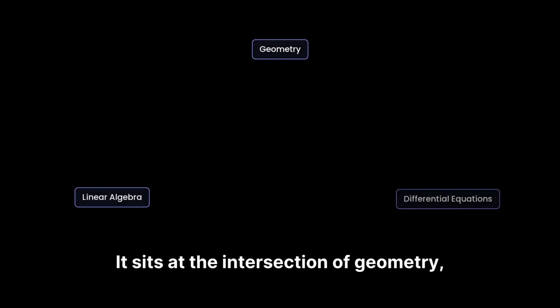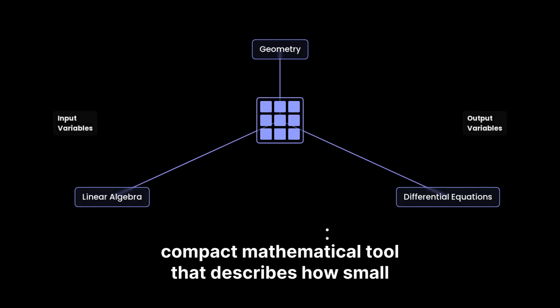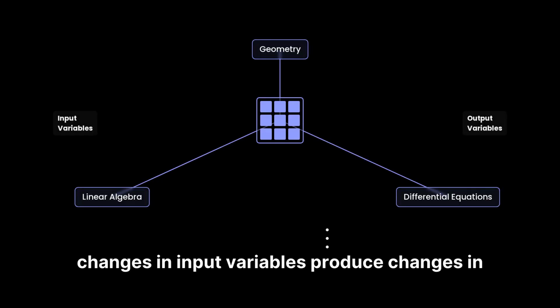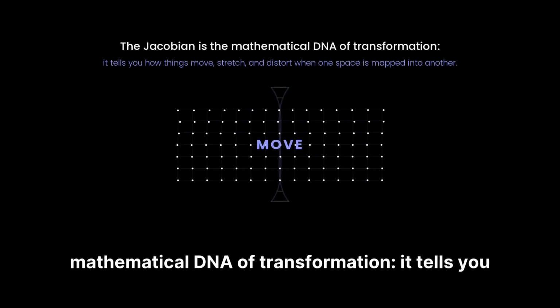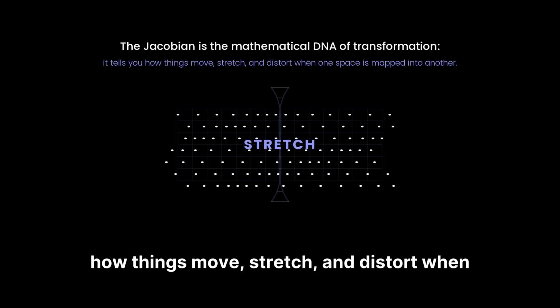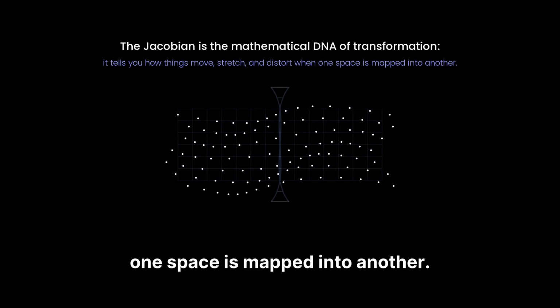It sits at the intersection of geometry, linear algebra, and differential equations, a compact mathematical tool that describes how small changes in input variables produce changes in output variables. In simpler terms, the Jacobian is the mathematical DNA of transformation. It tells you how things move, stretch, and distort when one space is mapped into another.